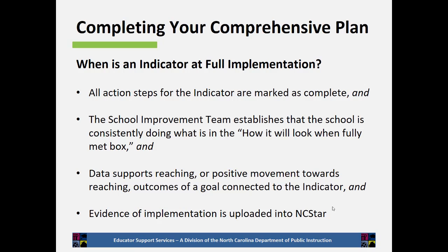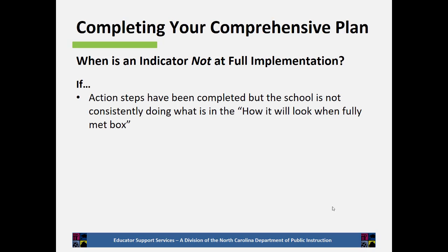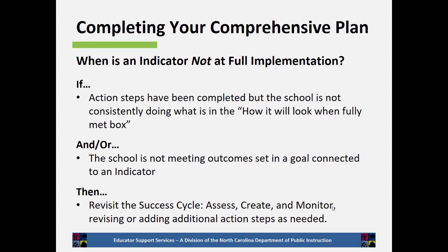We see a lot of plans that are marked as full implementation, but there's no evidence in NC STAR for us to look at to say, yes, you really are doing this. So keep these things in mind. On the flip side, when is an indicator not at full implementation? Well, if you've got action steps that have been completed, but the school's not consistently doing what is in the how it will look when fully met box, that's a problem. And your school is not meeting the outcome set in the goal that you've connected to that indicator. If these things are happening, you've got to revisit your success cycle: assess, create, and monitor. Revising and adding additional action steps is needed.